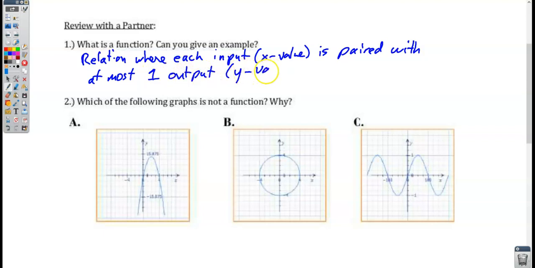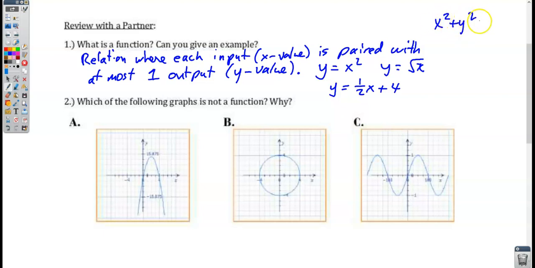And you've seen all kinds of functions over the years. When we say, can you give an example, y equals x squared, that's a function. y equals the square root of x, that's a function. y equals 1/2 x plus 4, lines, parabolas, square root functions, there's all kinds of functions that we've looked at. There are literally an infinite number of possibilities for this. How about not an example? Something like this, x squared plus y squared equals 4. Not an example of a function.